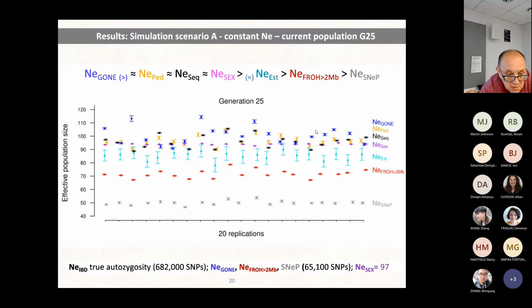SEX estimates were more or less right around here, while NeSEX would be a little bit down. Then the one from runs of homozygosity would be further down, underestimating, while NeLD-SNeP would be quite below the values we would get.